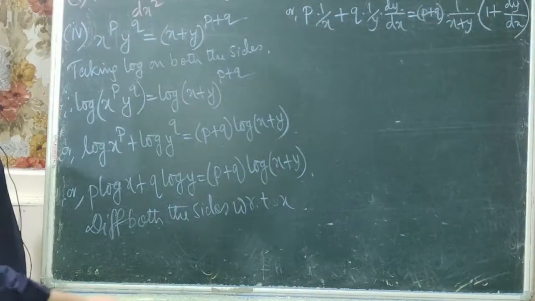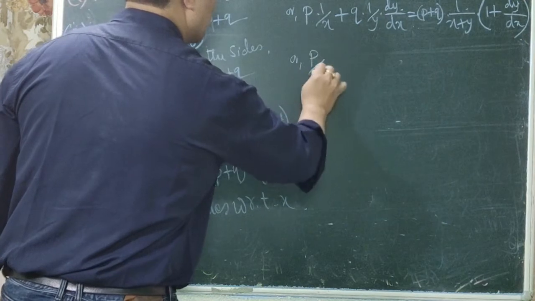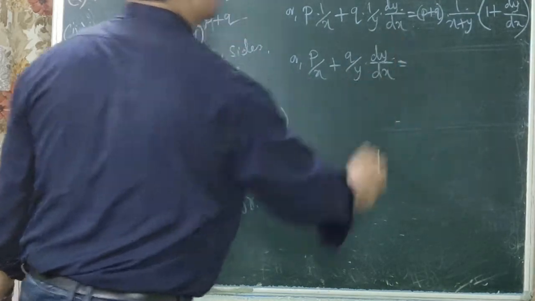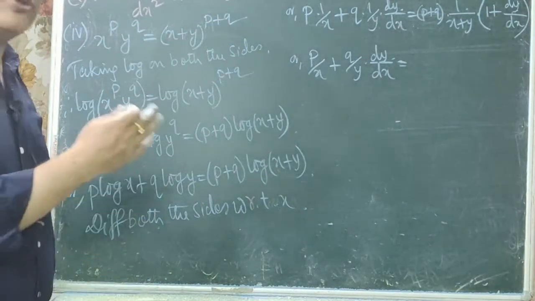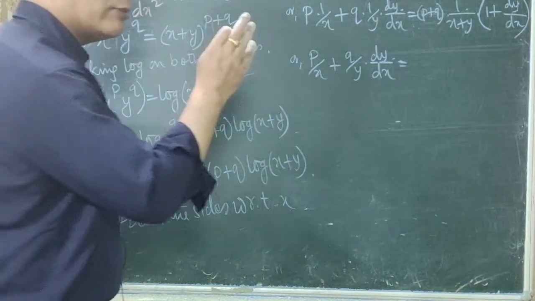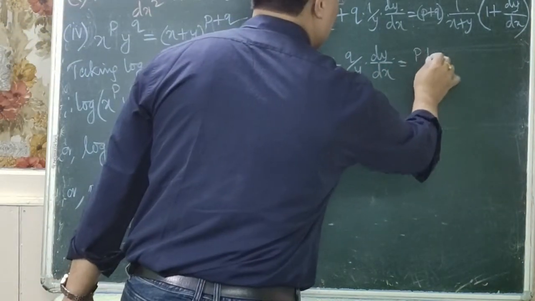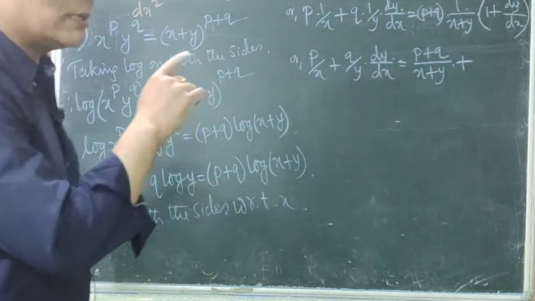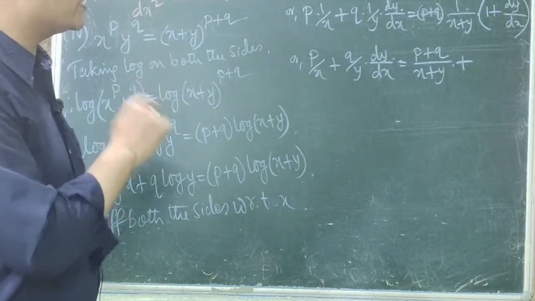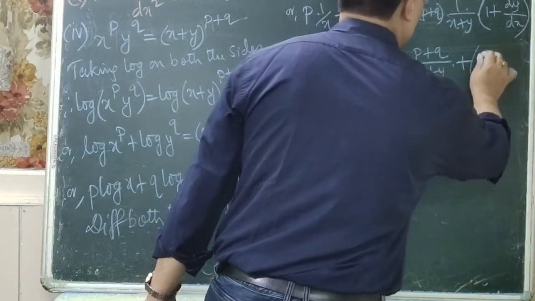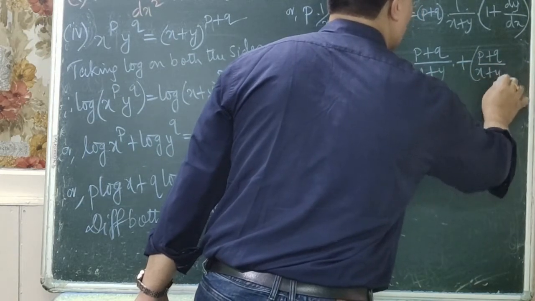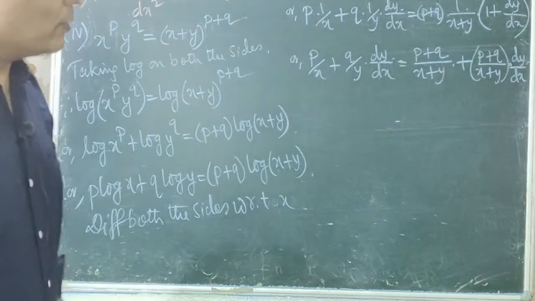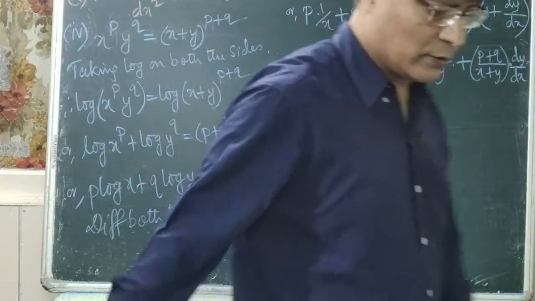Understood now? So let us simplify it again. This is your p by x plus q by y into dy by dx is equal to, now there is p plus q upon x plus y multiplied by 1 plus dy by dx. So what do we get? P plus q upon x plus y into 1 is p plus q upon x plus y, plus it is p plus q upon x plus y into dy by dx. So I think you have understood this simplification. So copy it.